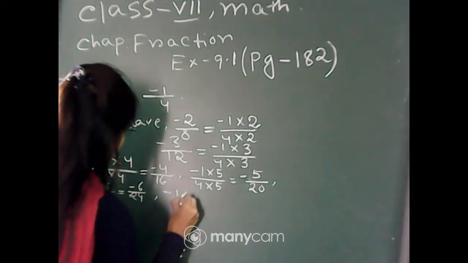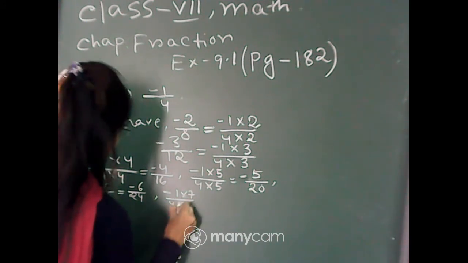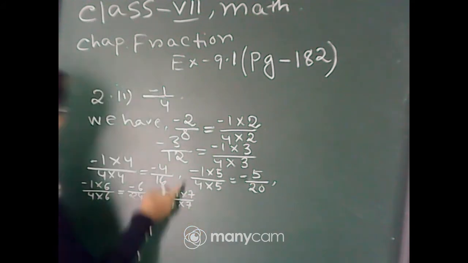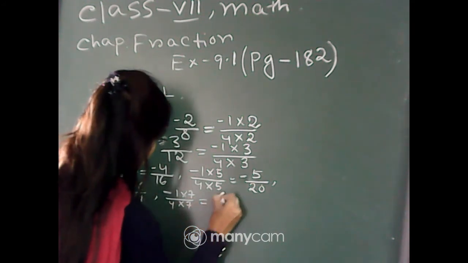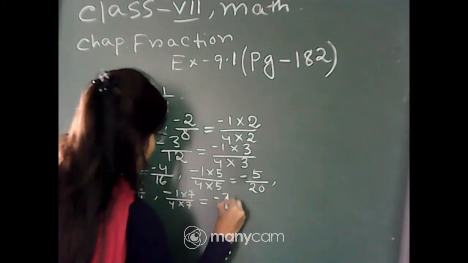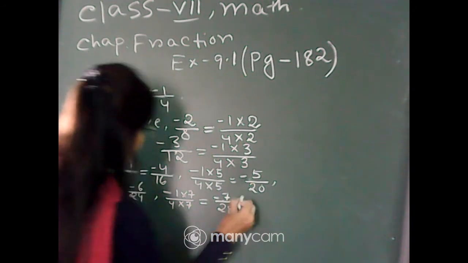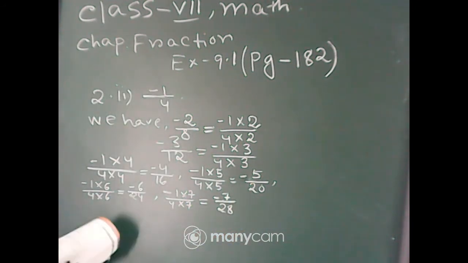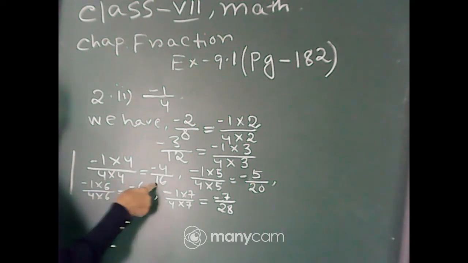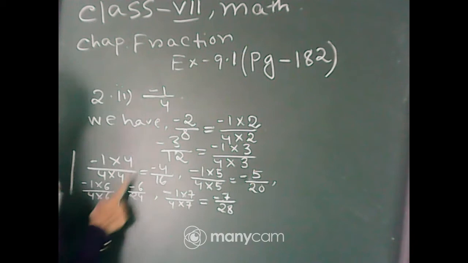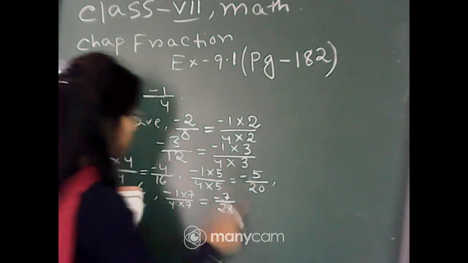and we multiply both the numerator and the denominator of the rational number minus 1 by 4 by 7, and we get minus 7 divided by 28. Therefore, the 4 more rational numbers would be minus 4 by 16, minus 5 by 20, minus 6 by 24, and minus 7 by 28.